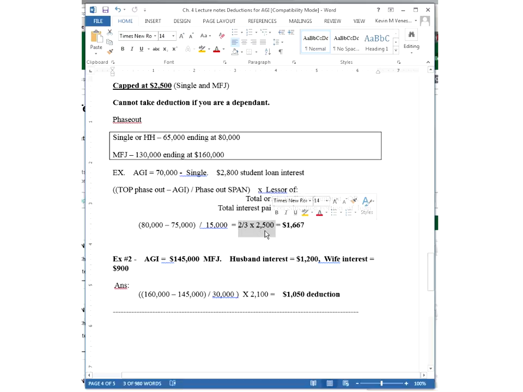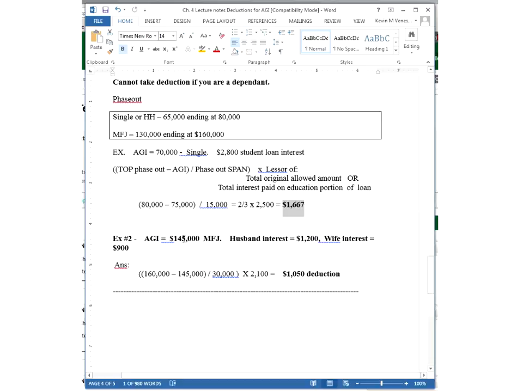I can only take 2/3 then of the top number that I'm allowed. Notice the top number is 2,500. Even though I had 2,800, I can't use 2,800. The most I could possibly use is 2,500. So 2/3 of 2,500, I would be able to include the 1,667 on my return as a deduction on line 33, student loan interest deduction on the 1040.